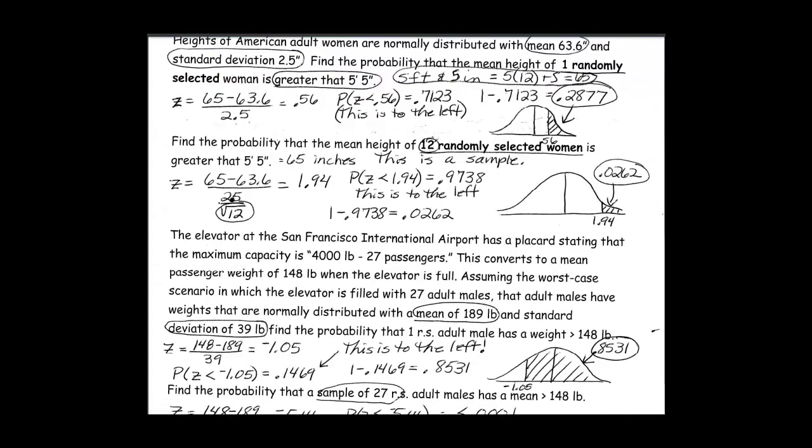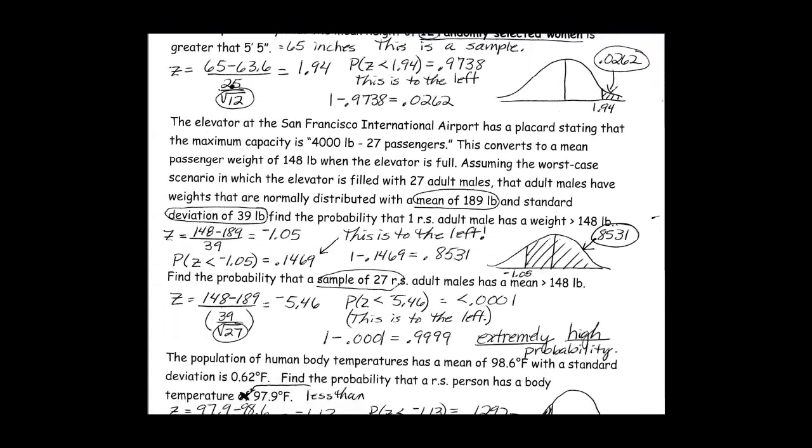Okay, this problem I kind of like because it's true. This actually was found. The elevator at the San Francisco International Airport has a placard stating that the maximum capacity is 4,000 pounds or 27 passengers. This converts to a mean passenger weight of 148 pounds when the elevator is full. So in other words, we took the 4,000 divided by 27 to get this average weight of 148.